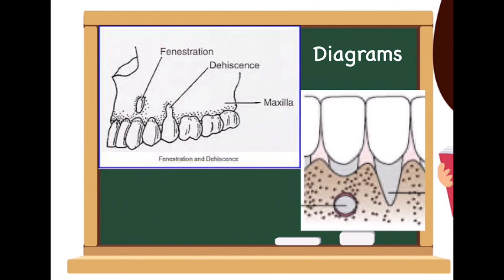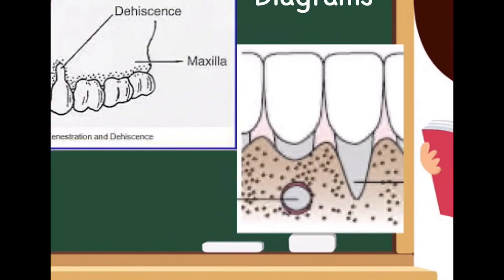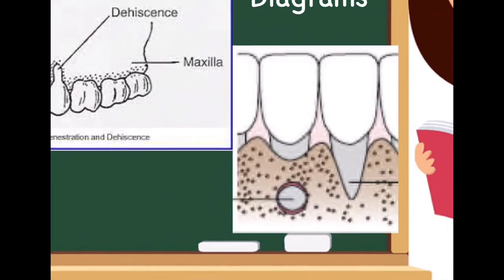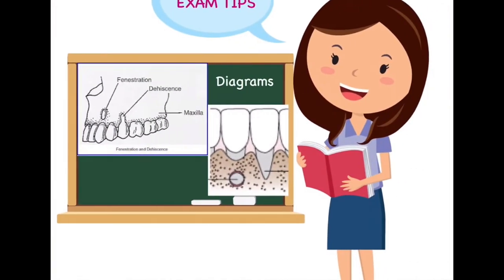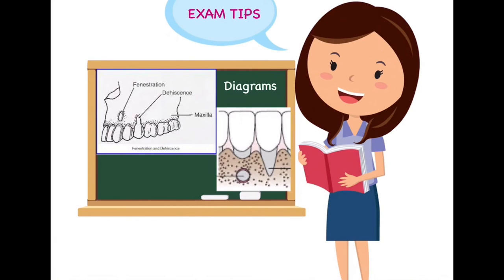Or alternatively, you can also draw this diagram. This is very easy, right? The first defect is obviously fenestration. The second defect here is our dehiscence. So very easy to draw, and it will definitely fetch you more marks. So whenever this question is asked, either as a long answer or a short answer question, just try to draw this diagram. It is very simple and it will benefit you, right?